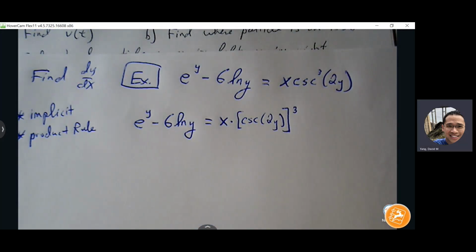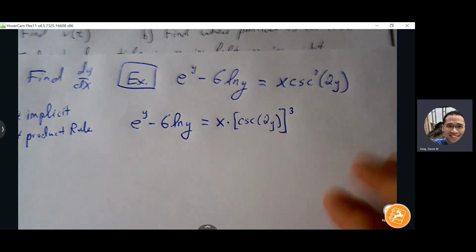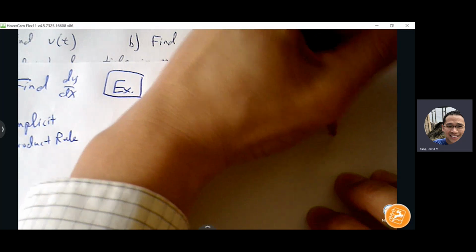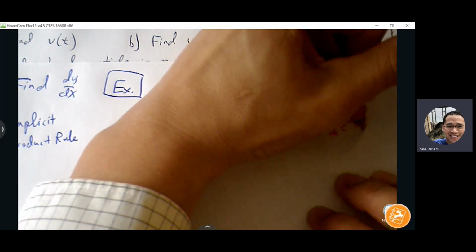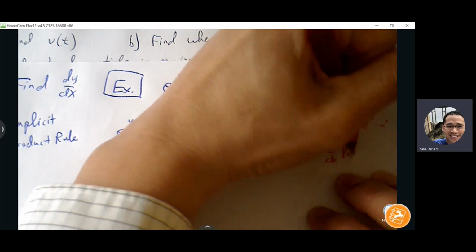A couple of reminders as well. We have the derivative of cosecant of u. We just did that rule, but we have to also remember our rule for e to the u, and remember the rule for natural log of u.